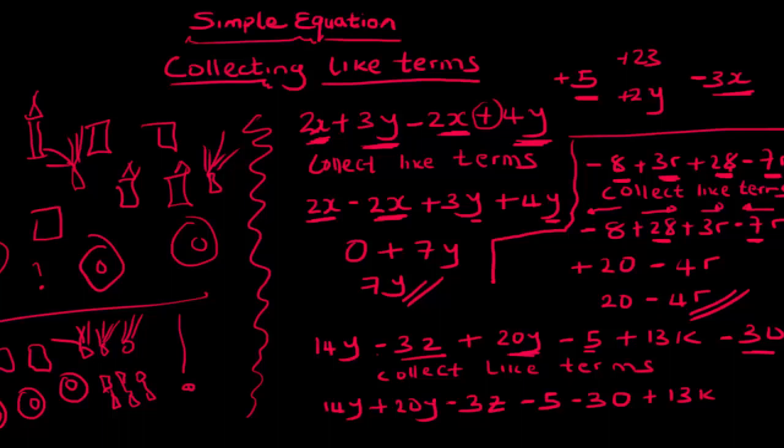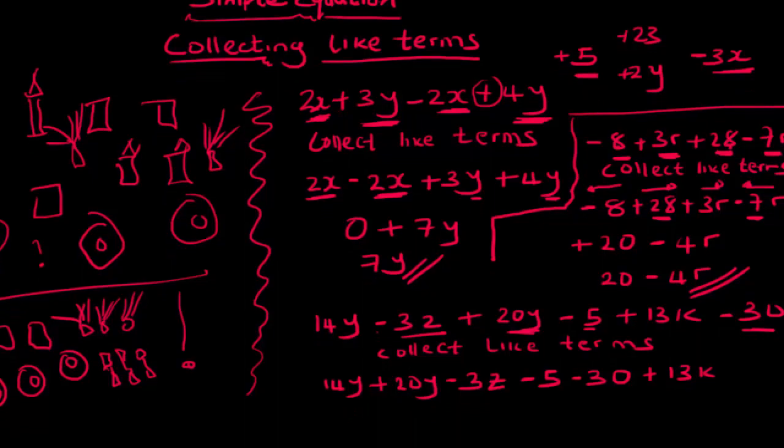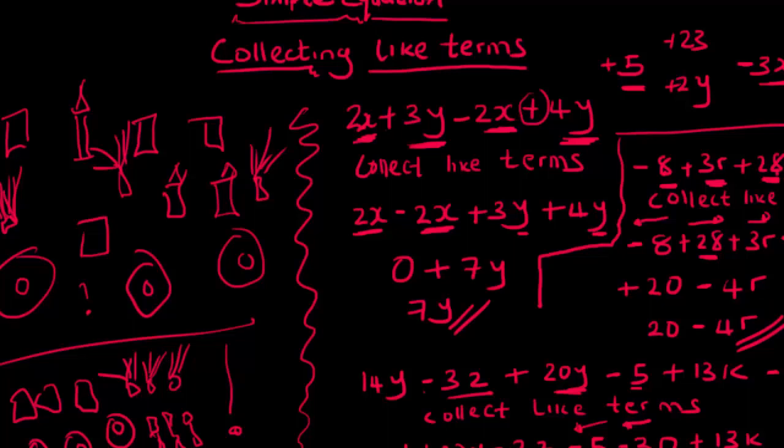Now let's add 14y plus 20y will give me what? That will be 34y minus 3z. I don't have any z, so I'm going to just put minus 3z. Minus 5 minus 30, they are moving in the same direction, so the sign will be minus. Then 5 plus 30 will be what? 35. Then I don't have any other k, so I'll just put plus 13k. That's the answer. Now I want to do one more example, just to make sure you understand that if I don't have a second variable, I just leave the variable that way.